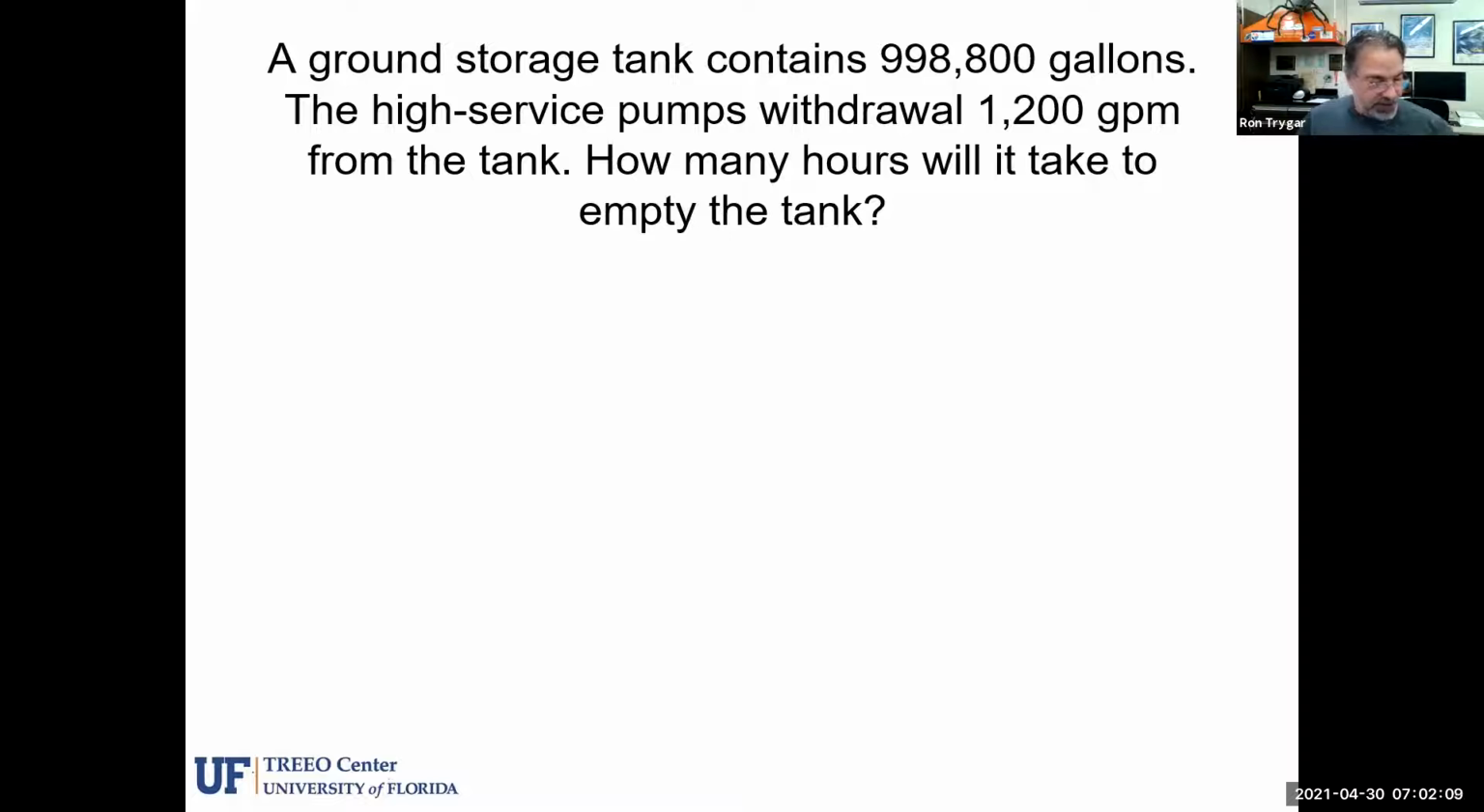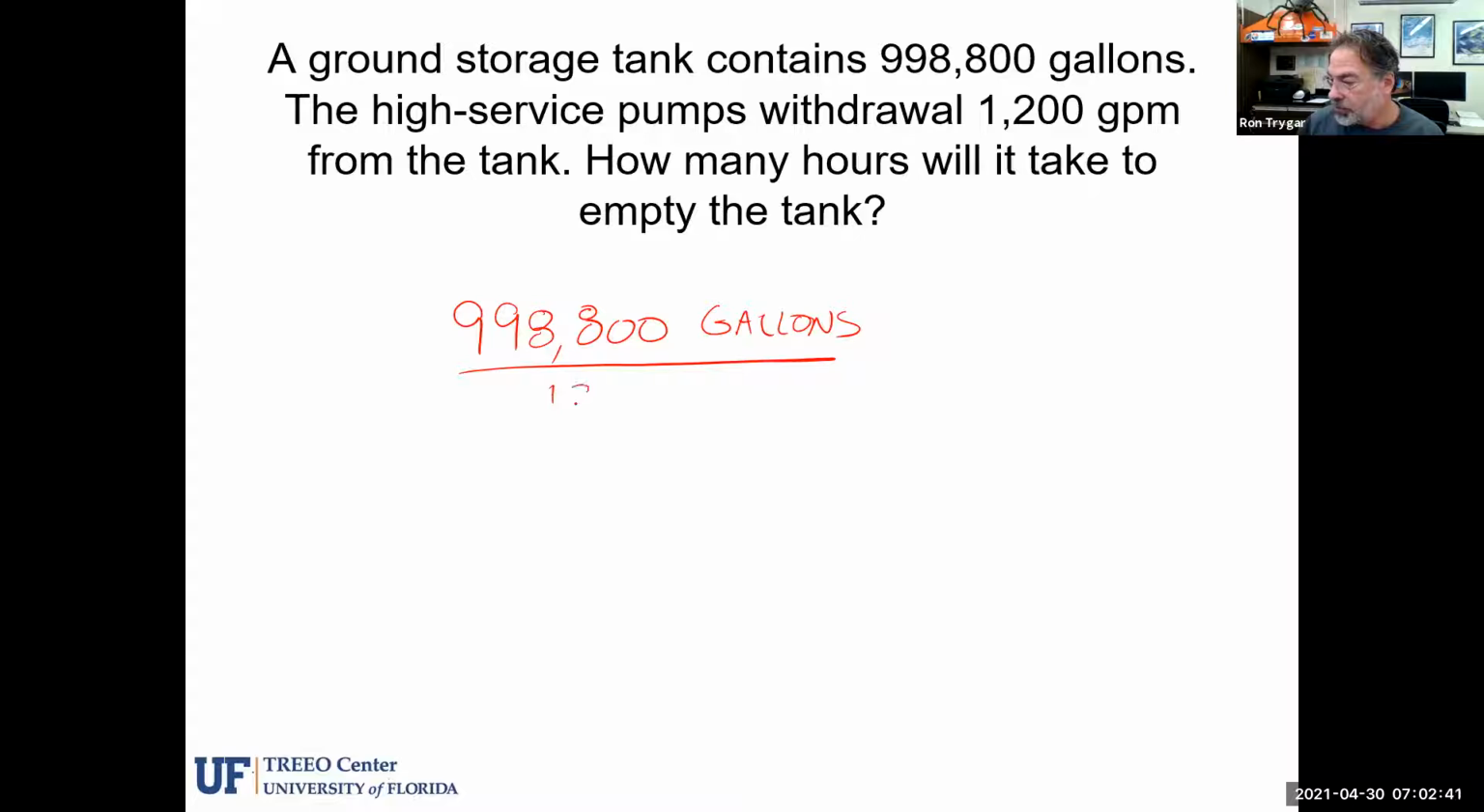So what we're going to do is take the 998,000. Remember, you can stop the video here and try it out on your own and see how you match up to what I've got. So we've got 998,000 gallons in the tank, and we want to figure out how much time it's going to take to empty the tank. We're pulling out at 1,200 gallons a minute. So I'm going to put the 1,200 here, gallons per minute.